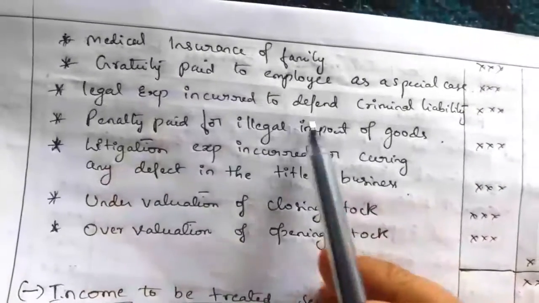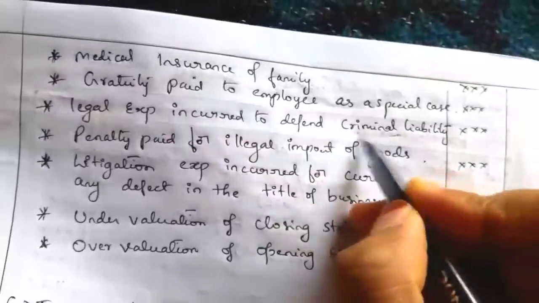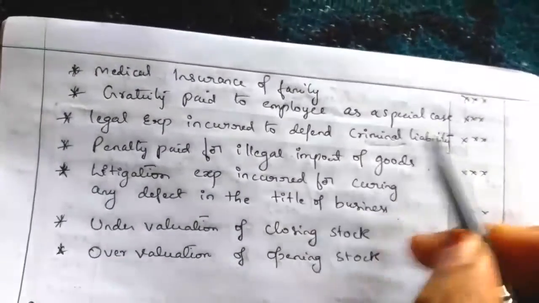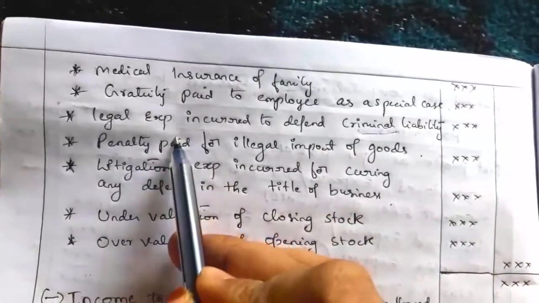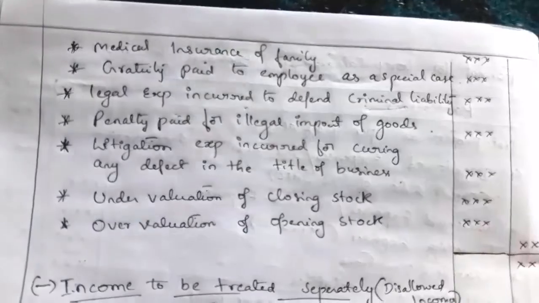Then legal expenses incurred to defend a criminal liability. Criminal liability means it's their own fault. In order to protect that criminal liability, if any legal expenses are incurred, that is disallowed. It is not relating to business. It is a personal expense.